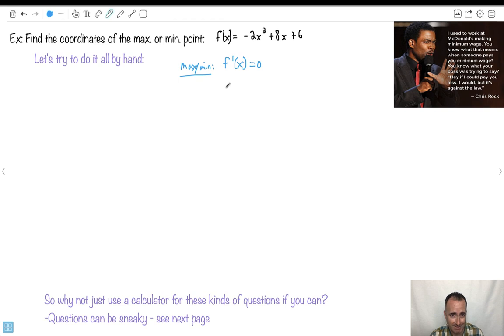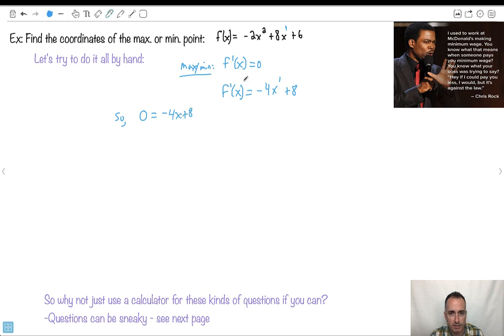So we're going to say f prime of x. Let's go ahead and figure that out. The derivative is going to be 2 times minus 2, because the exponents come down, which makes it minus 4 x to the power of 1, plus 8, and the 6 disappears. The 1 comes in front of the 8, and then the exponent becomes 1 less, which is 0, so that becomes a 1. So we have 0 equals minus 4 times x plus 8.